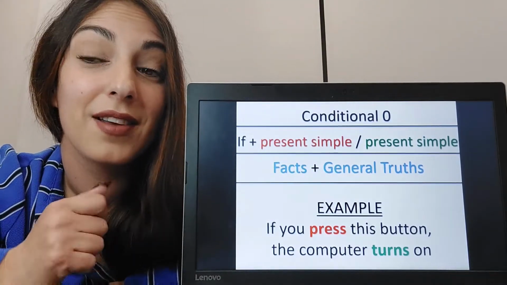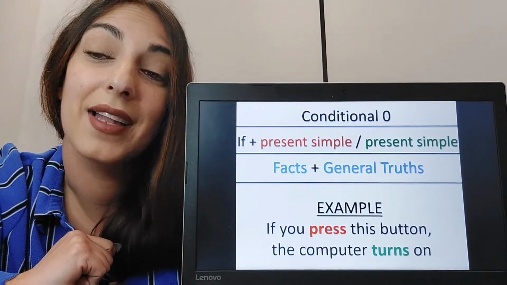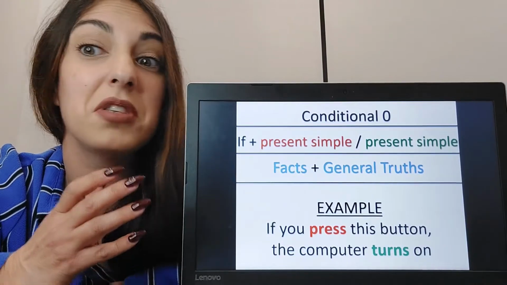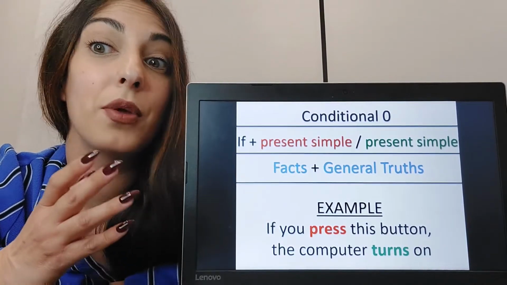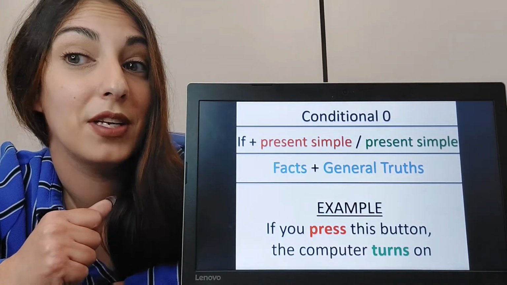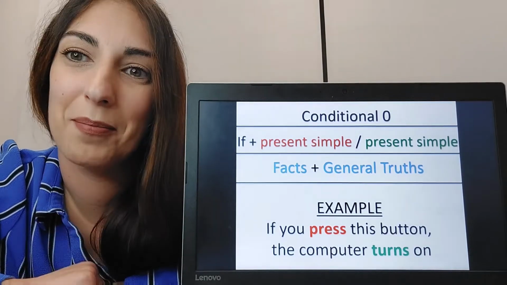So this is conditional 0. Present simple and present simple. Very, very easy. But we use this just when we give some facts or general truths about the world. If you email this company, you receive a reply within 24 hours. That is a general truth, a fact for that particular company.